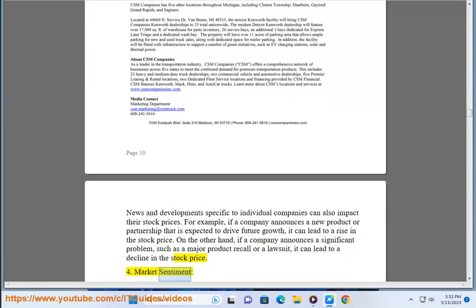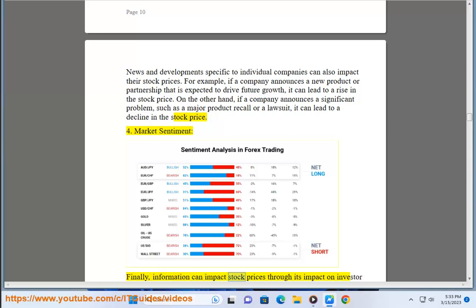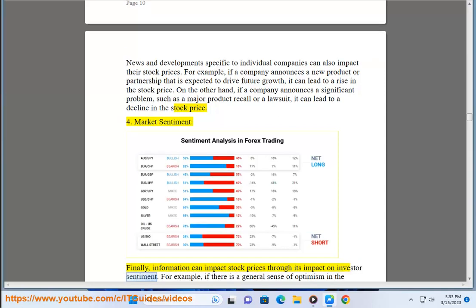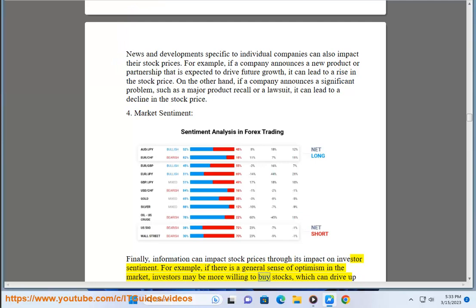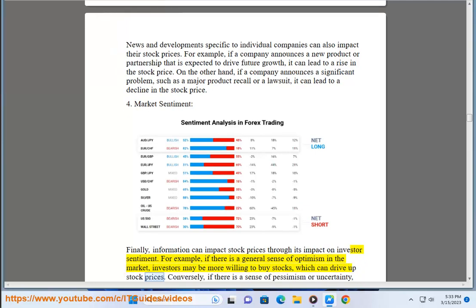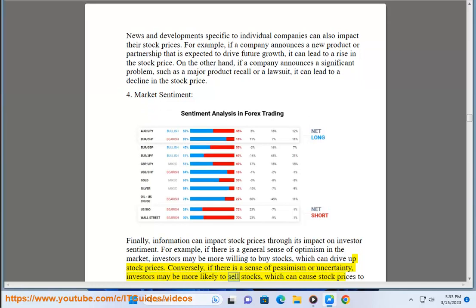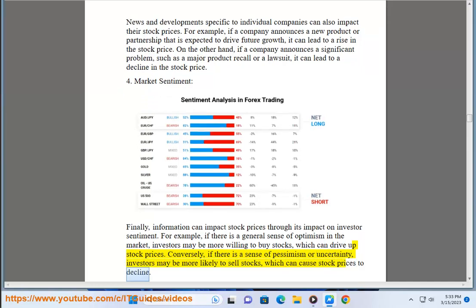4. Market sentiment. Finally, information can impact stock prices through its impact on investor sentiment. For example, if there is a general sense of optimism in the market, investors may be more willing to buy stocks, which can drive up stock prices. Conversely, if there is a sense of pessimism or uncertainty, investors may be more likely to sell stocks, which can cause stock prices to decline.